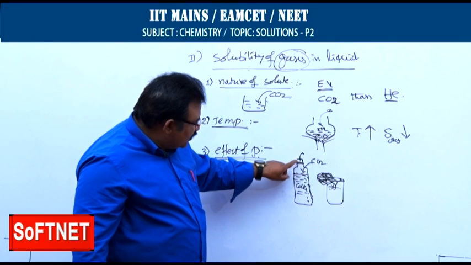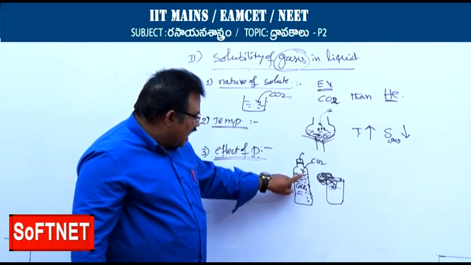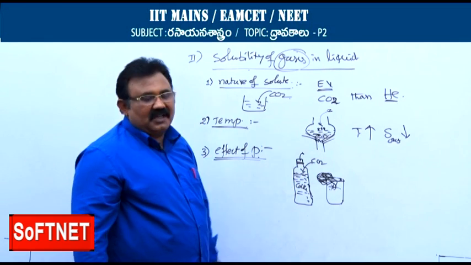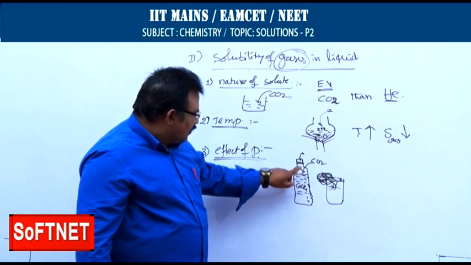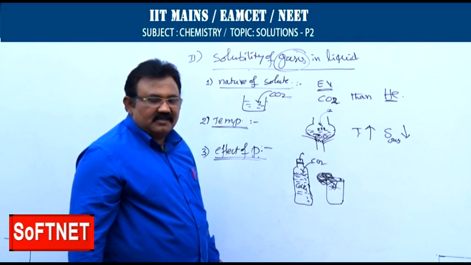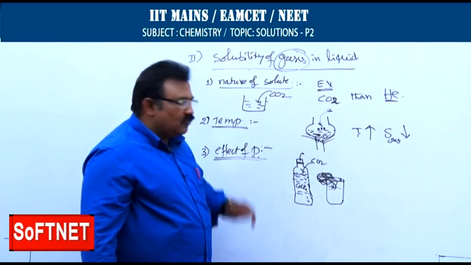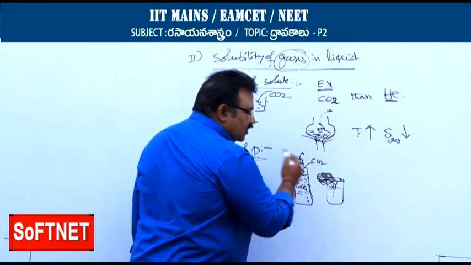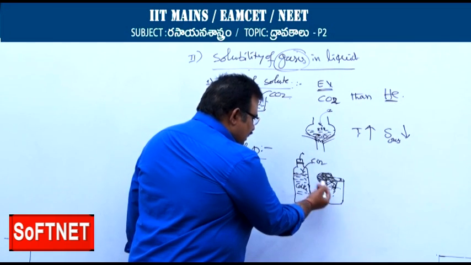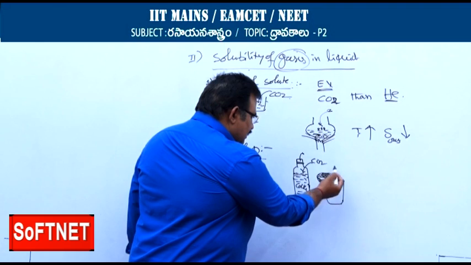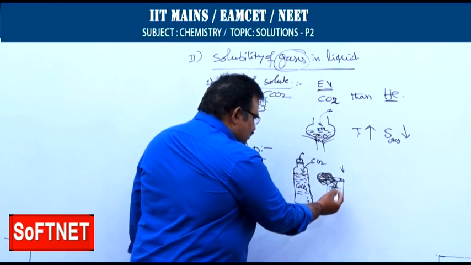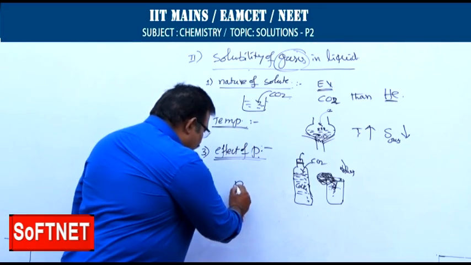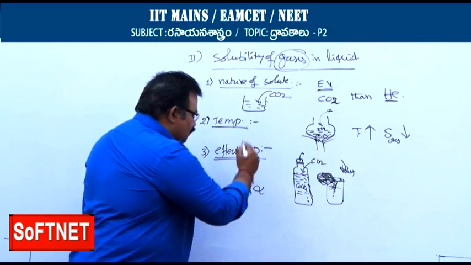The moment you open the lid, the carbon dioxide goes from high pressure to low pressure. Gases always diffuse from high pressure to low pressure. That's why whenever you open this Coke bottle, the carbon dioxide escapes out, because the external pressure is less.